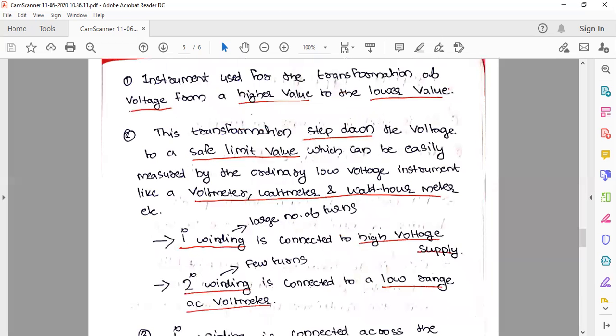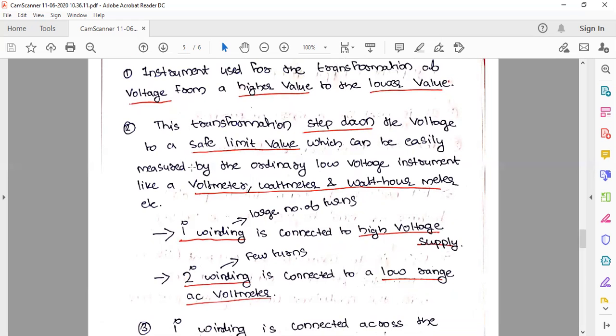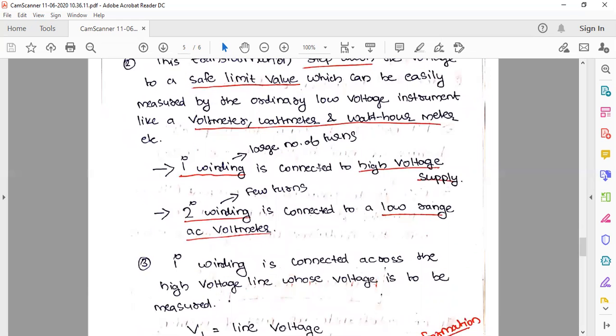Okay. So the instrument used for the transformation of voltage from a higher value to a lower value, that is potential transformer, and this transformation steps down the voltage to a safe limit value, which can be easily measured by the ordinary low voltage instruments like a voltmeter, wattmeter, watt-hour meter, right? Voltage, power, and energy, total energy measurement. Okay. So the primary winding, in case of a potential transformer, will be having large number of turns, that is connected to the high voltage supply, and secondary winding is connected to a low range AC voltmeter. It will be having only few number of turns.